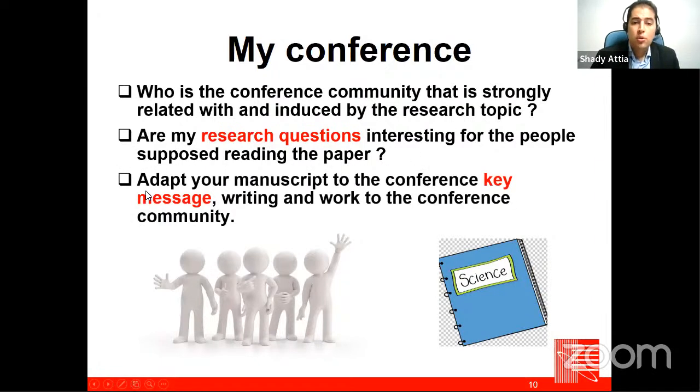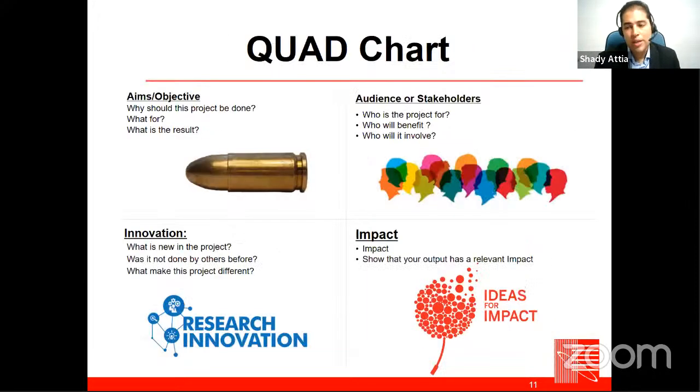And finally, looking at the conferences, it is recommended to adapt your manuscript to the conference key message, writing and work to the conference community. As you know, conferences change, they are regular, they happen every 2 years or 4 years, depending on the conference. Try always to check what is the main theme of the conference. And if you can write a paper relevant to the themes of the conference, then this is the beginning for a successful paper. So this is the beginning to look at.